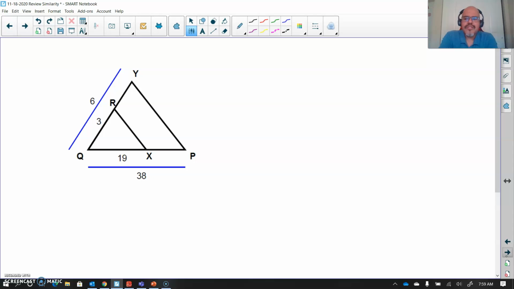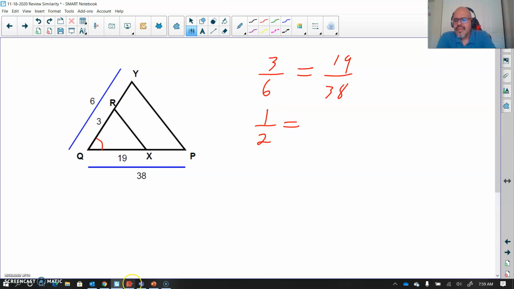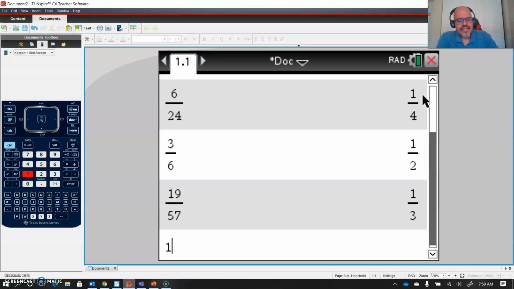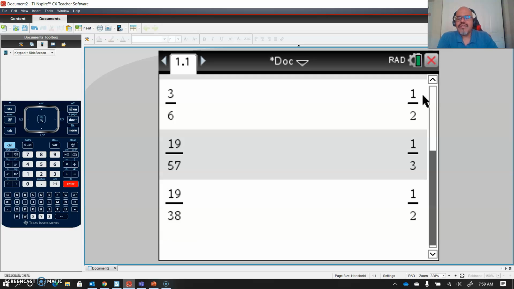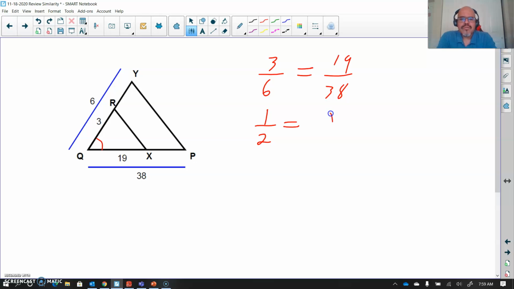So now we have this particular one. We're doing this by side, angle, side again. So we're going to check 3 over 6, see if that's equal to 19 over 38. So this is 1/2. And 19 divided by 38 is 1/2. So this one is 1/2, 1/2. So yes, by side, angle, side similarity, and there's no other types of similarity here.